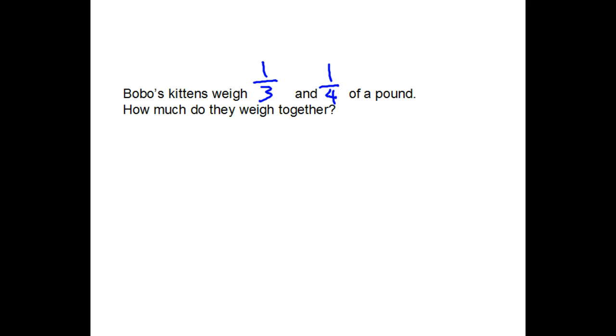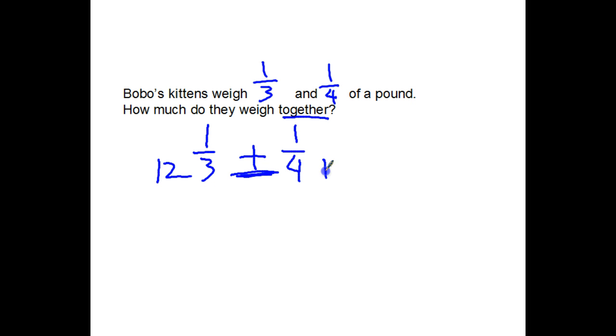Bobo's kittens weigh 1/3 and 1/4 of a pound. How much do they weigh together? Together means I'm going to be adding, so I got 1/3 plus 1/4. Is there a fast way to change the thirds to fourths? No. So I'm going to cross multiply.